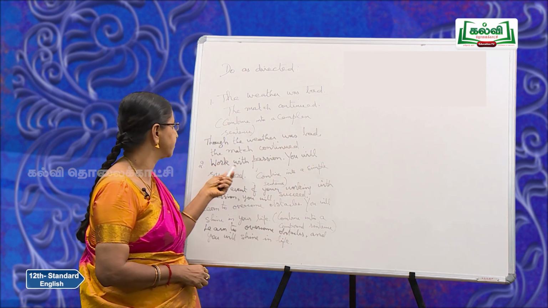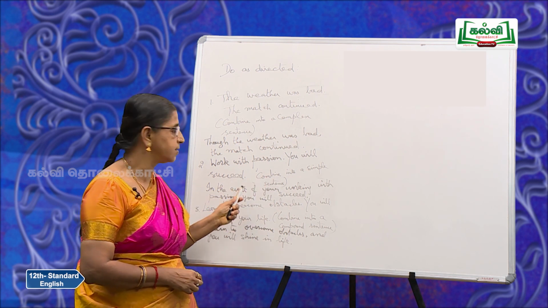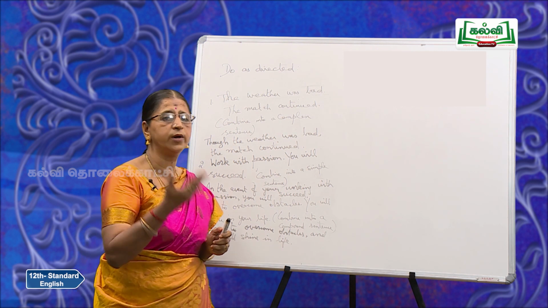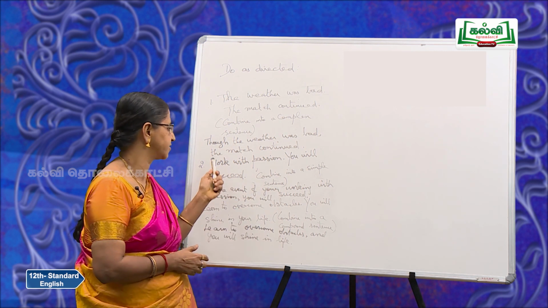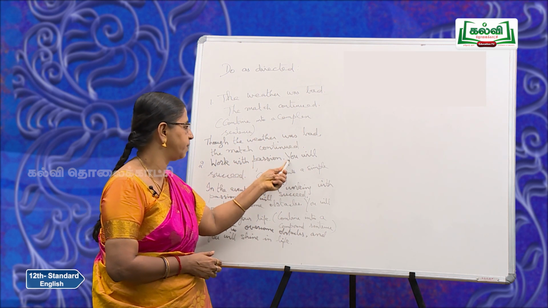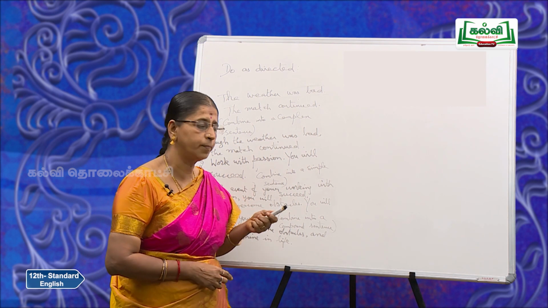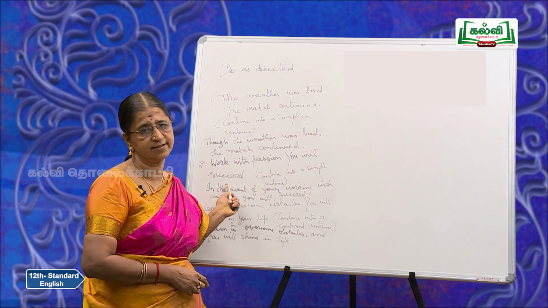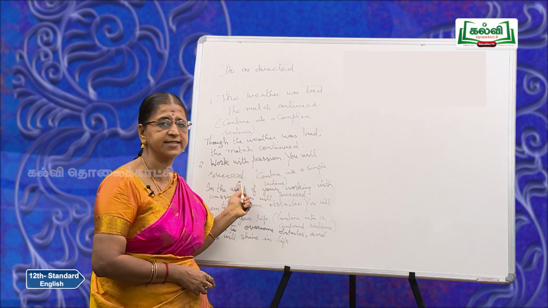Now look at this sentence. Work with passion, you will succeed. We've already written it as a simple sentence. Into complex, how will you write it? If you work with passion, you will succeed. That is your complex sentence. Now compound: work with passion and you will succeed. Okay? Work with passion and you will succeed.